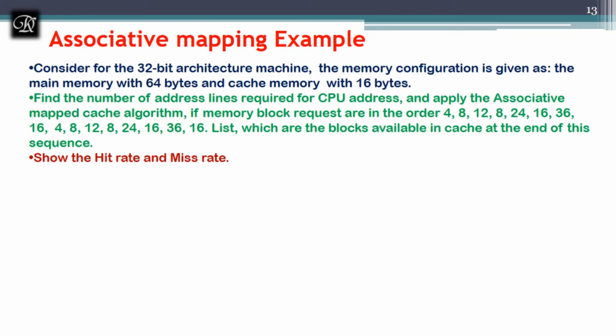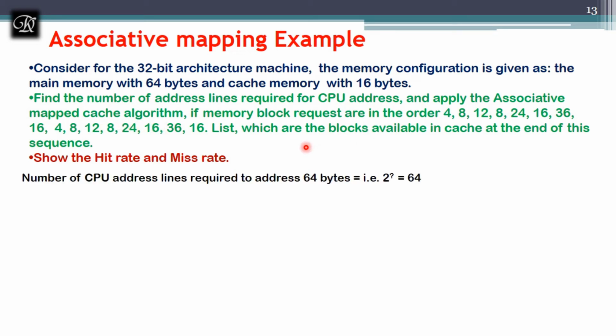Let's see the same example we discussed with direct mapping. We'll use the same sequence of requests, and we'll see how many hits and how many misses there will be, and what the final snapshot of the blocks available in the cache is. So here we apply associative mapping on the same sequence, and we'll calculate things the same way as in direct mapping.